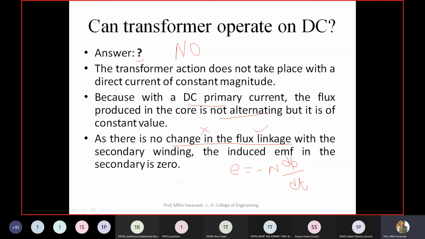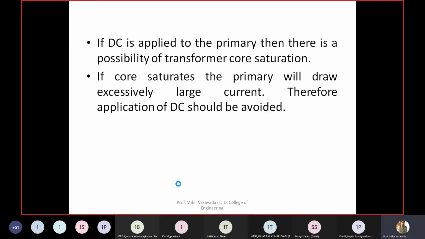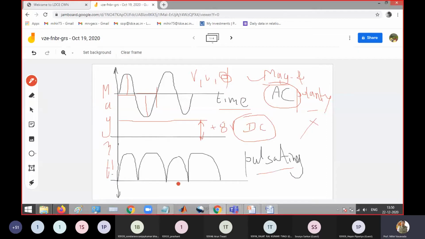But even knowing that, when we apply DC to the transformer, what will happen? The flux produced will be large and it will drive the core into saturation. Also, the primary will draw a very excessively large current and the winding might get damaged also. In simple language, there would be an explosion. So application of DC should be avoided. Instead of 'should be', you read 'must be'.